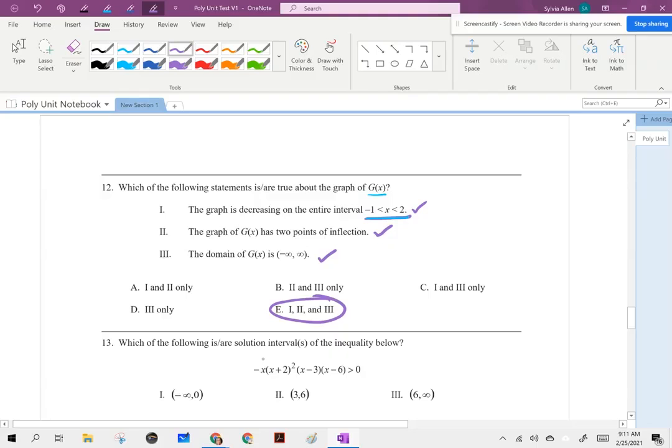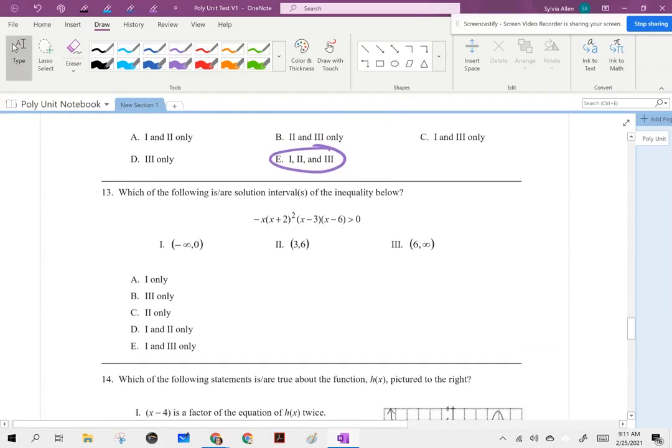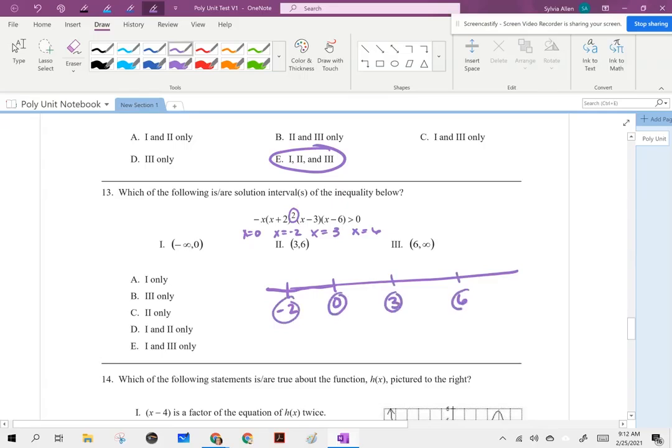Which of the following are solutions on the interval to this inequality below? All right, the nice thing about this, guys, is it's already factored for you. So now we just need to find out what our zeros are. All right, so our zeros are, we've got x is equal to 0, x is equal to -2 twice, x is equal to 3, and x is equal to 6. So let's draw our number line. We've got a 0 here, we've got a -2 over here, we've got a 3, and we've got a 6. So those are where we're drawing our number line here.